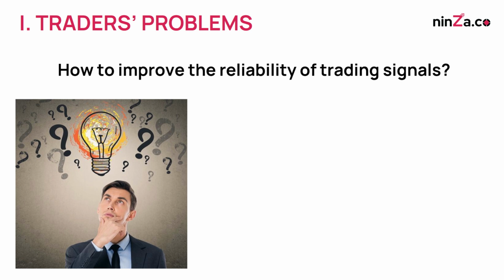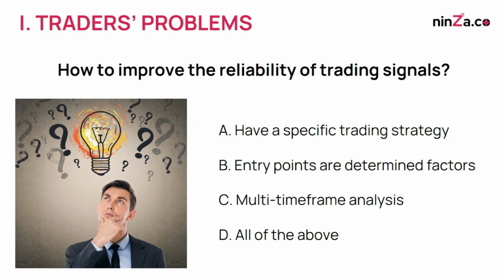So let's get started. First up, we're going to do a quick quiz. How many ways are there to improve the reliability of your trading signals? What would you choose? The correct answer is D. Why? To determine whether a trading signal is highly reliable, it needs to be analyzed through different steps and using various methods. Only then can the reliability of the signal be truly confirmed.